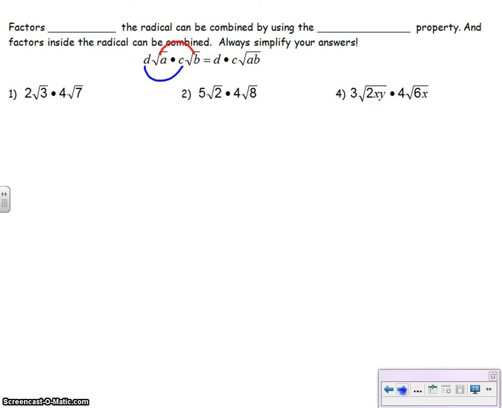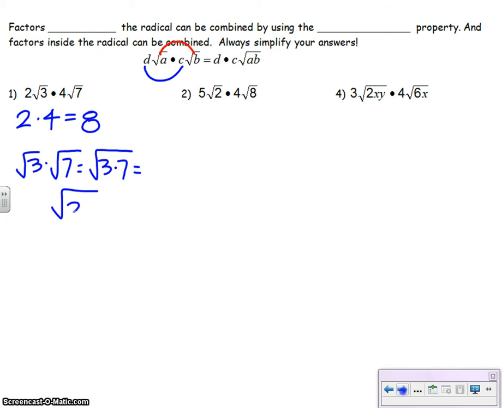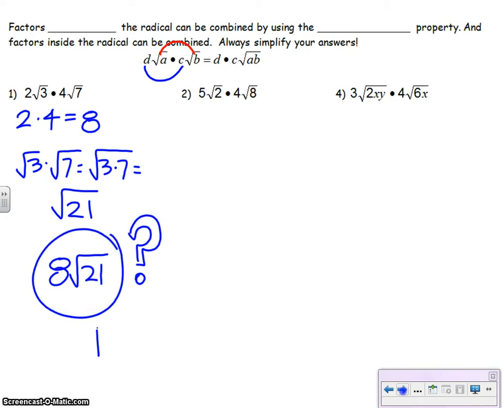Okay? So when we look at our first example here, 2 root 3 times 4 root 7, we're going to do 2 times 4, and that stays on the outside. And then we're going to do the square root of 3 times the square root of 7, spoiler alert, which is the square root of 21. And that stays on the inside. So when we put that together, it's going to be 8 square roots of 21. And before we circle our answer, we need to make sure, do any perfect squares go into 21? No, they do not. So we can go ahead and circle that, that is our answer.